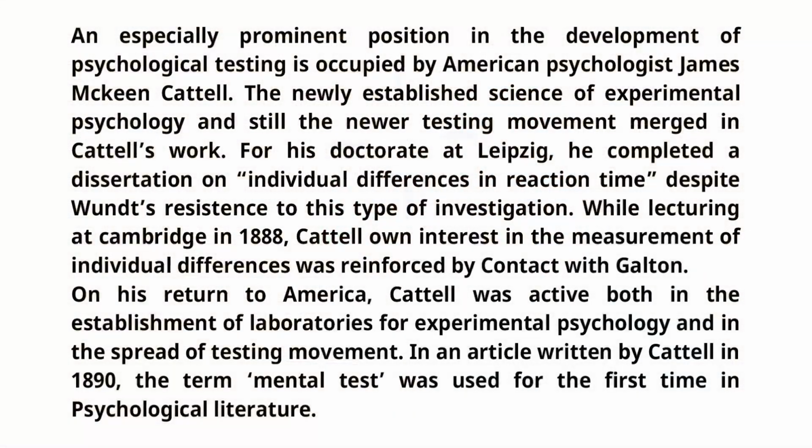An especially prominent position in the development of psychological testing is occupied by the American psychologist James Cattell. The newly established science of experimental psychology and the still newer testing movement merged in Cattell's work. Cattell was a student of William Wundt's lab, so an experimentalist. He thought about individual differences, so testing. So these two angles merged in the work of Cattell.